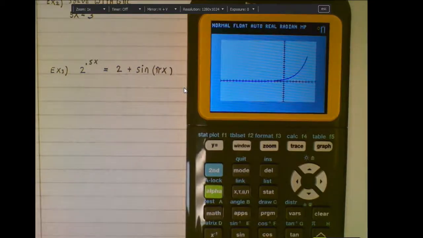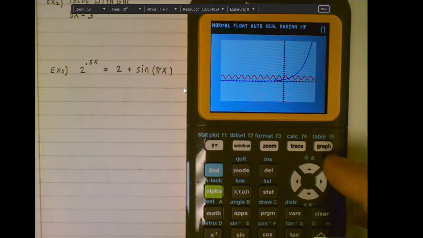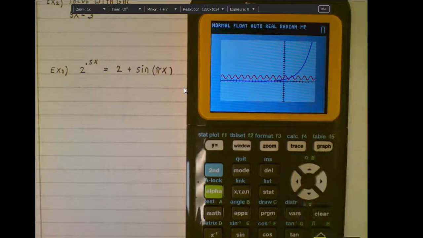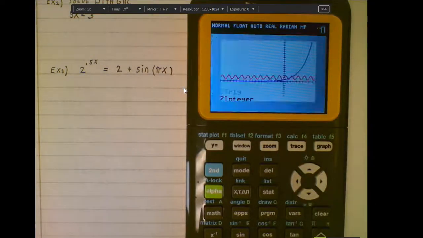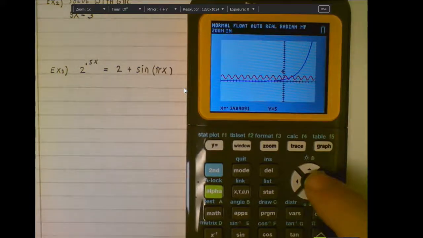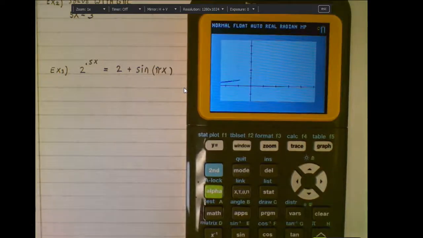So there is the 2 to the 0.5x power. Here comes our trig function, and we can see I have a few points of intersection right in here. And so this might be a good time to zoom in on that area of the graph now that I can see where my solutions are. So let's zoom in. I'm going to put my cursor right into that neighborhood and hit enter so I can zoom in on that portion of the graph.